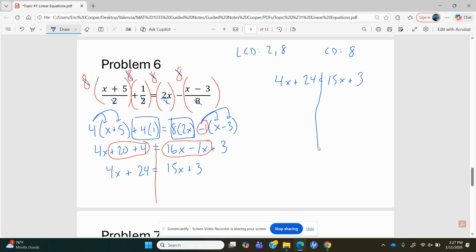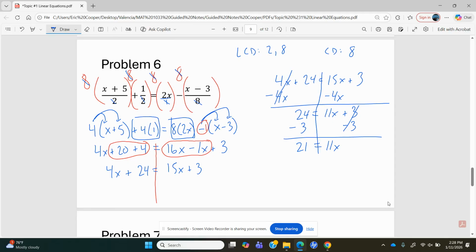Remember, I want to move the 1 with the smaller x. So between 4 and 15, I'm going to move the 4 to positive 4. So in order to get rid of that, I should subtract it. The 24 comes down. 15 minus 4x is 11x. And the 3 will come down with it. The 11x is on the right side, so my goal is to get the x by itself on the right side. I'm going to move the positive 3, and I'm going to do that by subtracting. 24 minus 3 equals 21. And then the 11x comes down here.